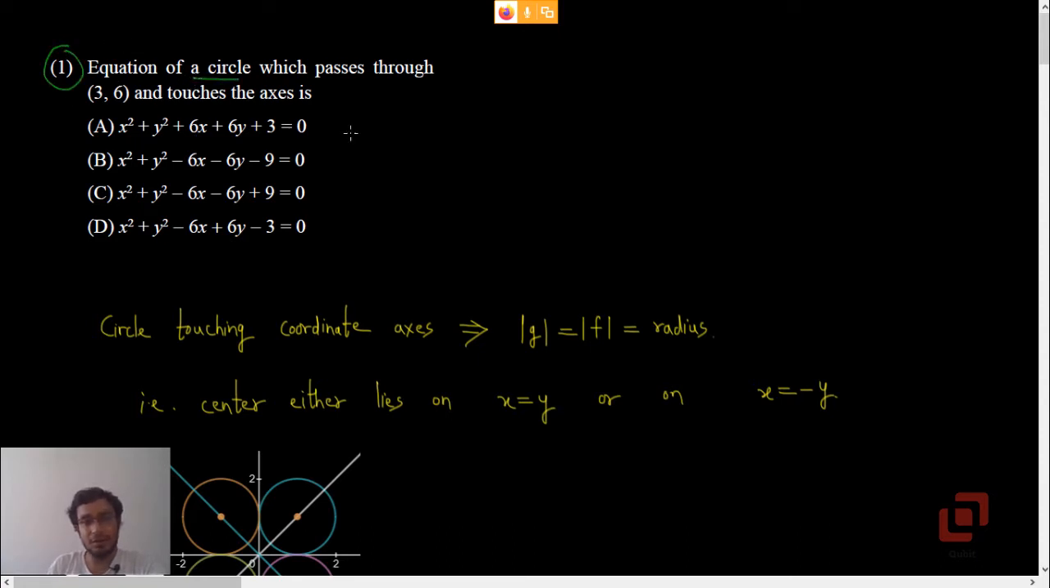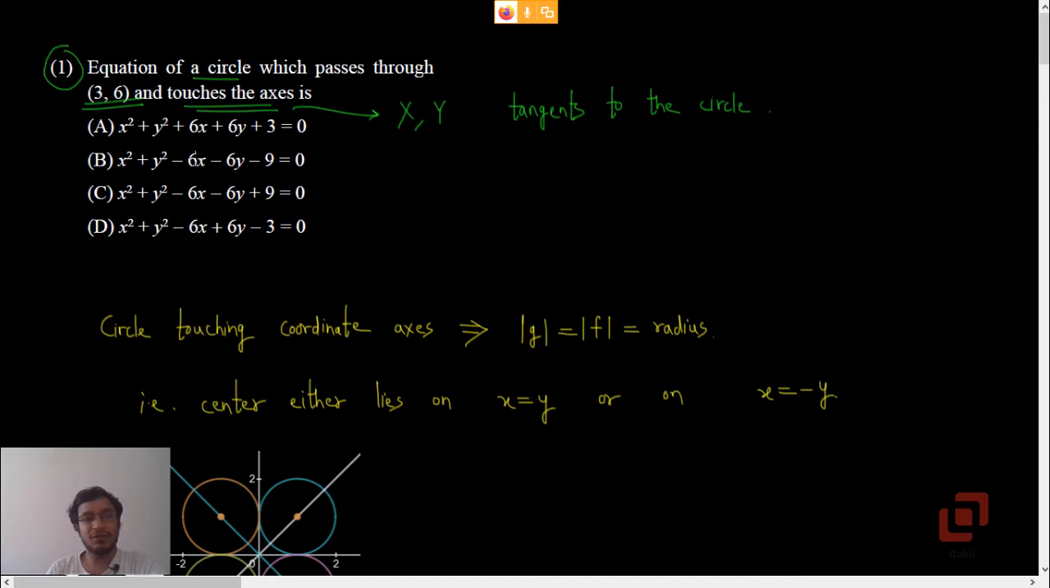Equation of a circle which passes through (3, 6) and touches the axis is. Now what do we mean by a circle touching the axis? Both of them, x as well as y, both these axes are tangents to the circle. Okay, and we have 4 options: A, B, C and D.